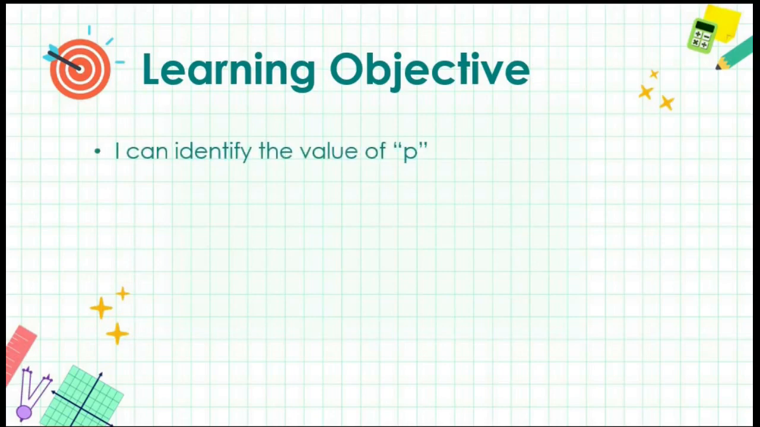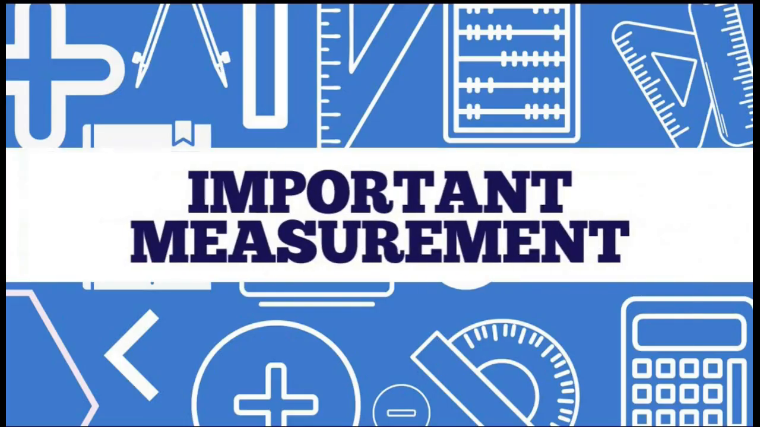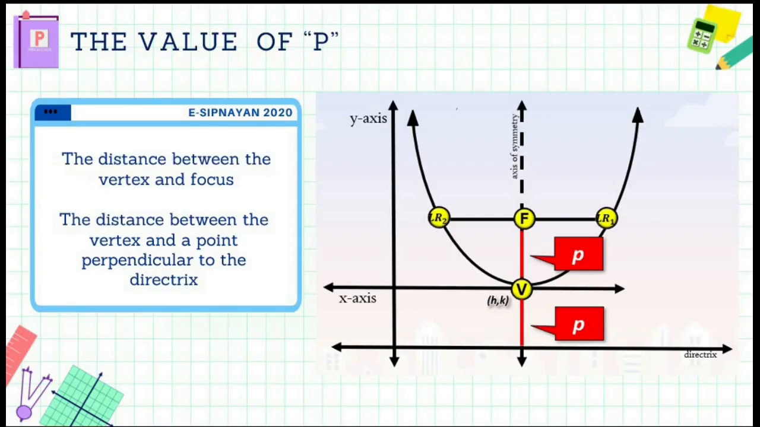Here is the learning objective that hopefully we are going to achieve at the end of this video. That is, you should be able to identify the value of p. I'll be discussing now the most important measurement that we need for us to be able to graph a parabola, and that is the value of p.